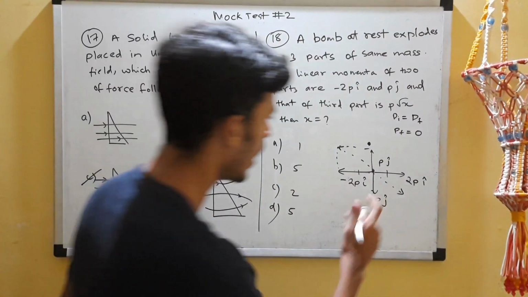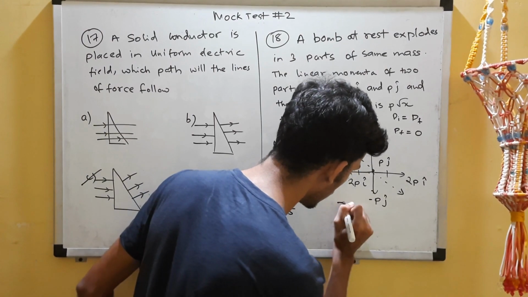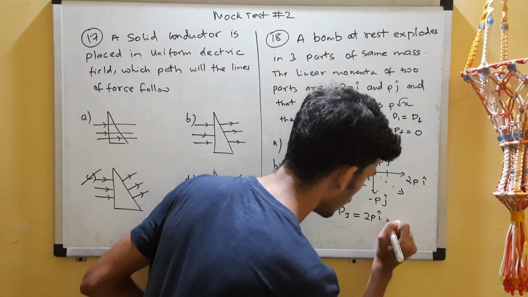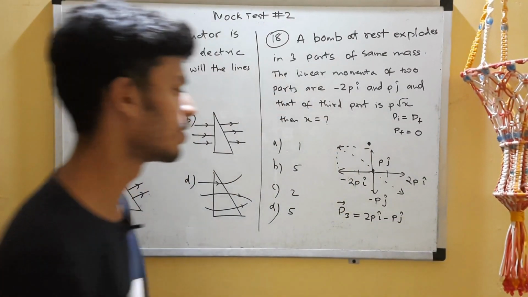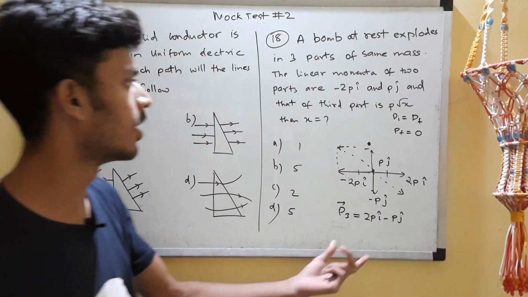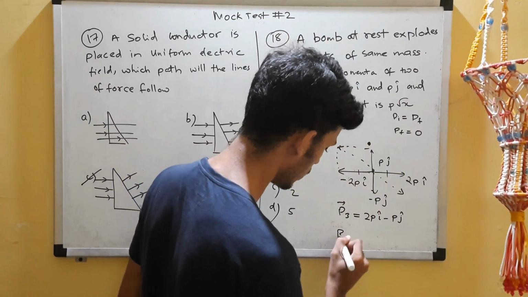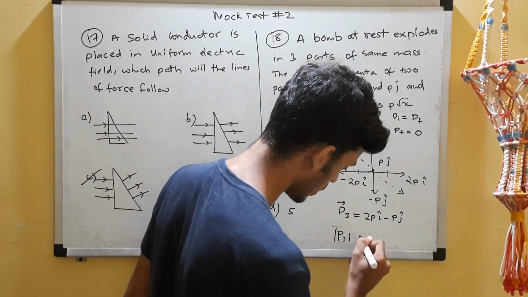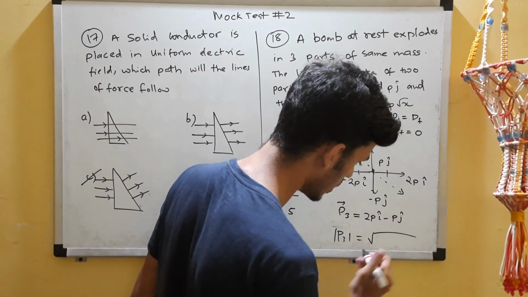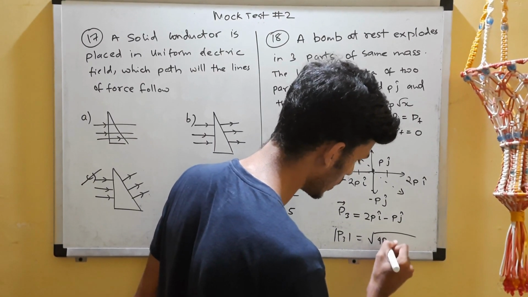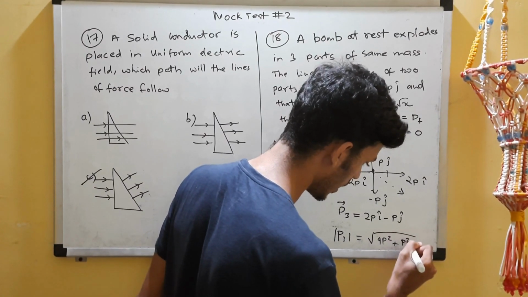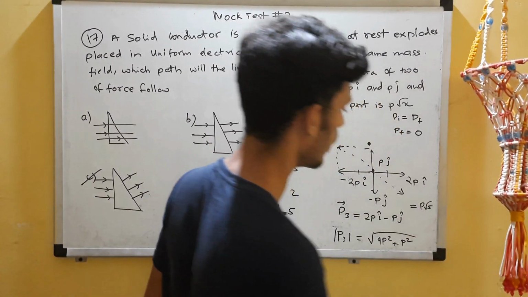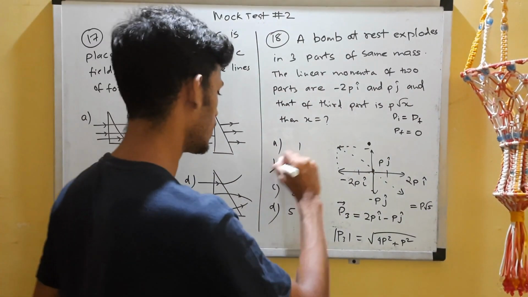So now we have P3, the momentum of the third part. It is 2p i cap minus p j cap. I have written that in vector form. Now just find the magnitude. Magnitude is given as under root of this square plus this square, right? So 2p square, which is 4p square, plus p square, that is 5p square. P comes out and we have under root 5. So that x is nothing but option B, root 5.